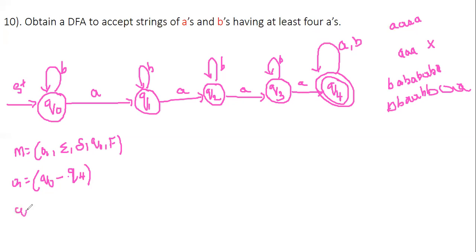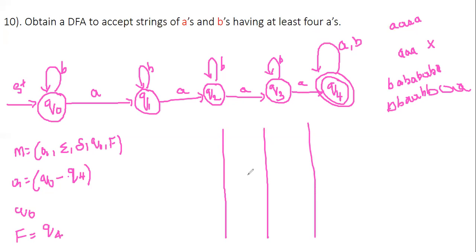Then Q naught is the start, right? Then final state F will be equal to Q4, right? F will be equal to Q4. So now we'll go for drawing the transition table. So the inputs are A and B, exactly. So here we have a delta. The initial state is Q naught, the second one is Q1, the third one is Q2, and later Q3 and Q4.